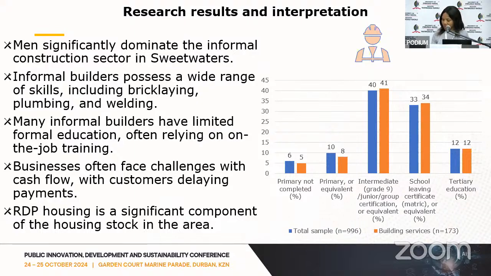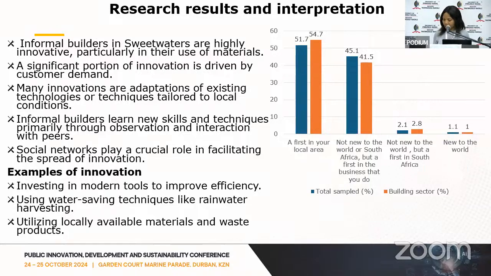Informal construction businesses in the study area are innovative in material use. They innovate because of customer demand, bringing in tools, machinery, and equipment, and finding new suppliers of raw materials and tools. The majority of innovations in the informal construction sector are not entirely new, but are adaptations tailored to the local context, and a small percentage of 1% introduced groundbreaking innovation.